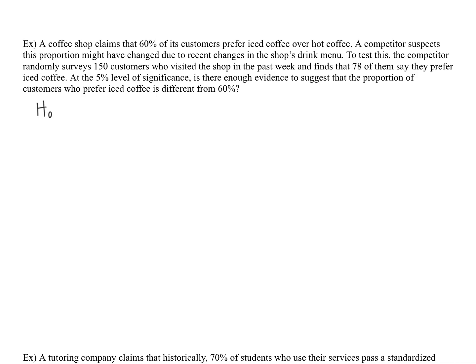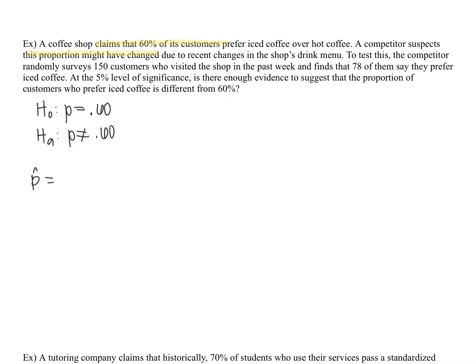So for our null hypothesis, our P is going to be the 60% because that's what they claim is the proportion. Now, in the wording of the problem, it says that the competitor suspects this proportion might have changed. So when you don't have any specific words that say greater than or less than, that means your alternative hypothesis is does not equal. So we're not specifically saying it's bigger or smaller than 60%. We're just saying that we don't think it's 60% anymore. So our alternative hypothesis is does not equal.